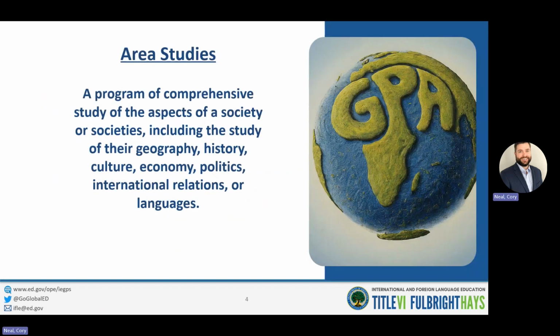So what is area studies? Area studies, we define it as a program of comprehensive study of the aspects of a society or societies, including the study of their geography, history, culture, economy, politics, international relations, or languages.